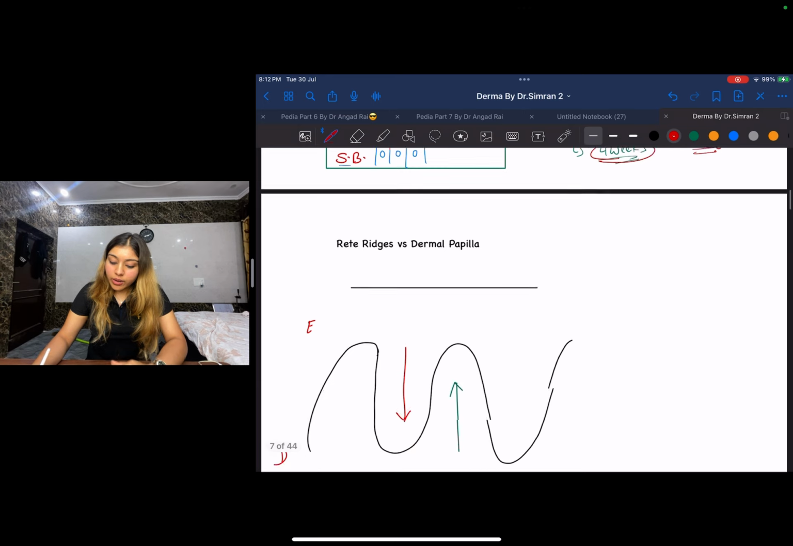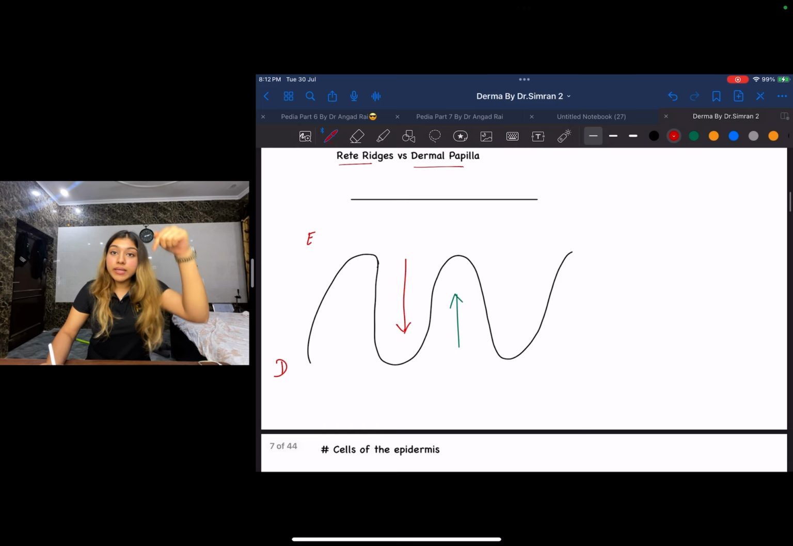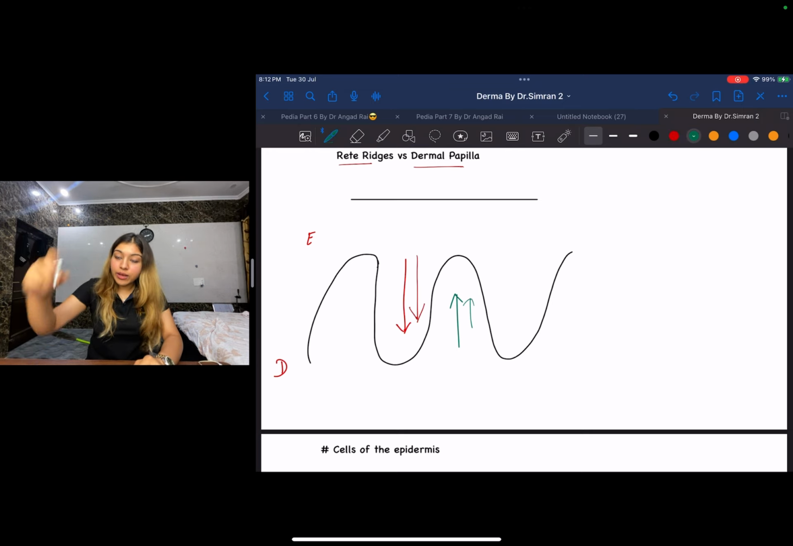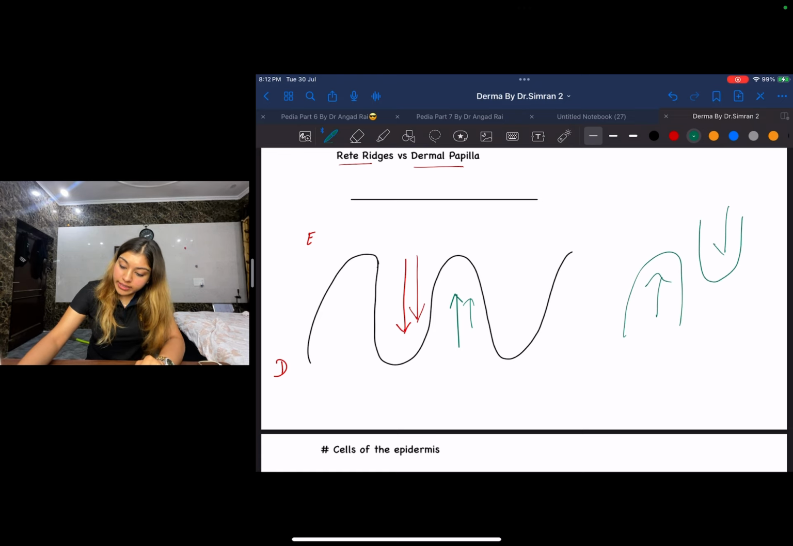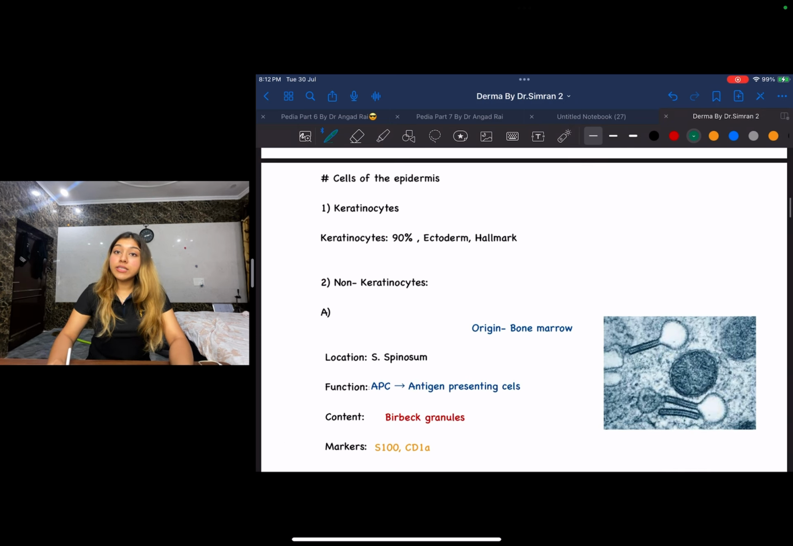Now in our stratum basale, there are these things called rete ridges and dermal papilla. What are rete ridges? The rete ridges are going to be the depressions. What is a dermal papilla? It is these hill-like projections. These are called your dermal papilla. The depressions are called your rete ridges. Okay. Now, let us move on to the cells of your epidermis.